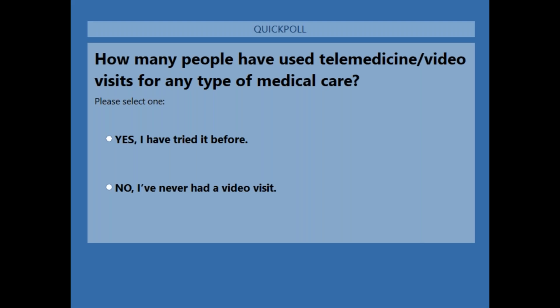And this is just a reminder, if you cannot see the poll right now, you need to press the escape button on your keyboard to minimize your screen, and then the poll should pop up. I apologize again.